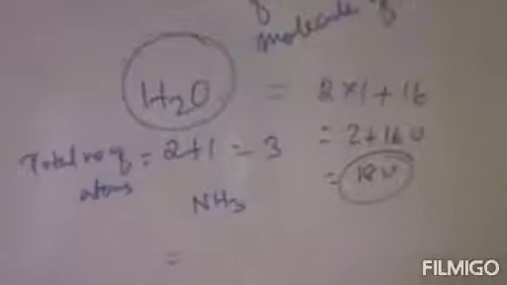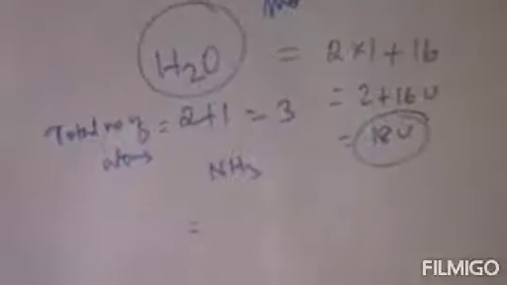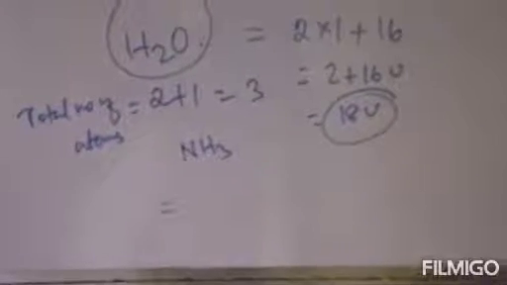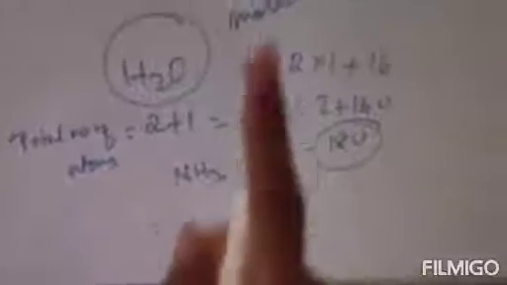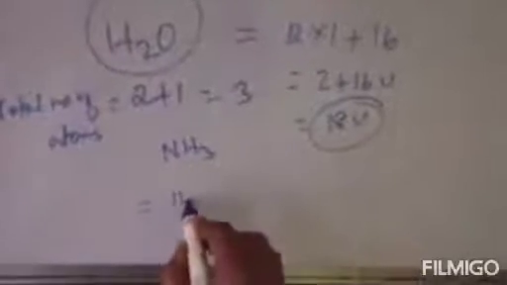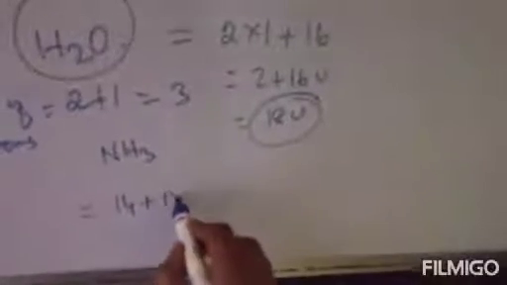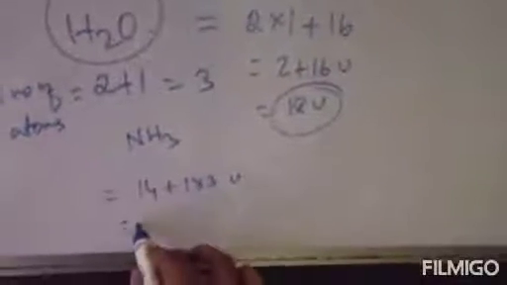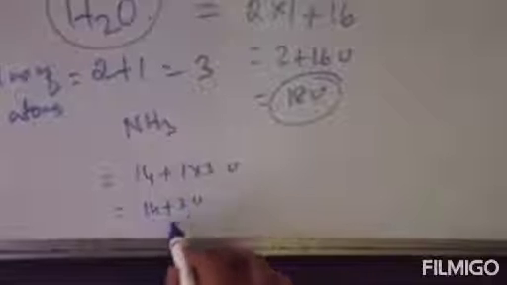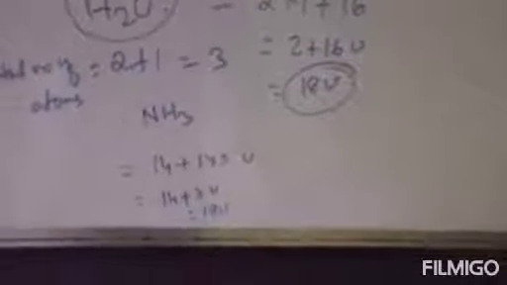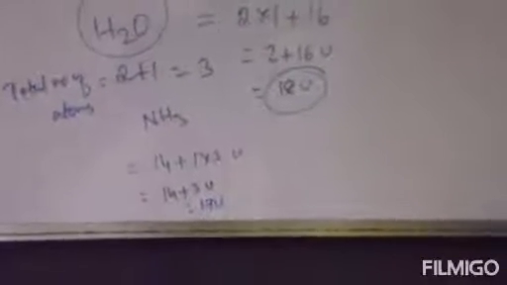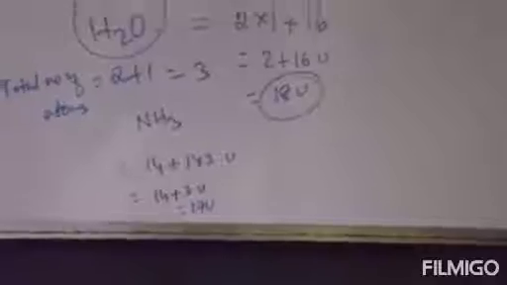Now this molecular mass will be the atomic mass of nitrogen atom, or more precisely the atomic mass of 1 nitrogen, which is 14. That means 14 plus the atomic mass of 1 hydrogen atom, which is 1U. So 3 hydrogens are present, that means 1 into 3 U. So 14 plus 3U, that means 17U. So the molecular mass of NH3, or ammonia, will be 17U.